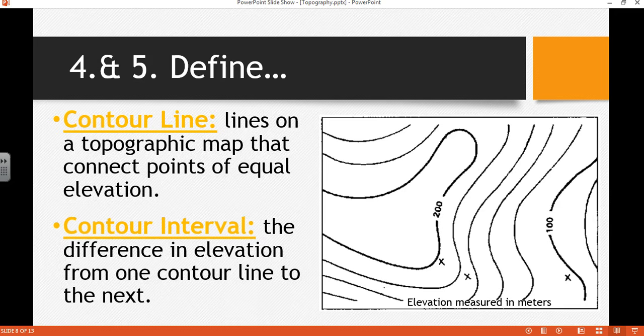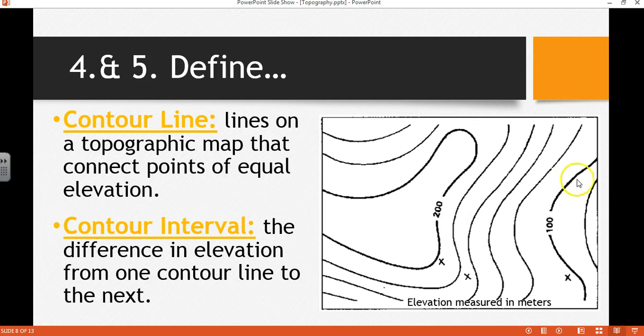So we're going to jump to essential questions 4 and 5 and define a contour line and a contour interval. So a contour line is a line on a topographic map that connects points of equal elevation. And our contour interval is the difference in elevation from one contour line to the next.